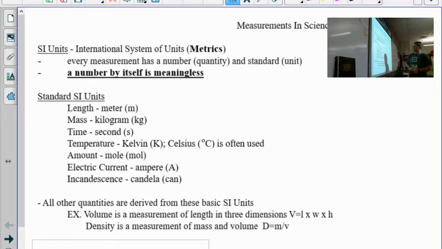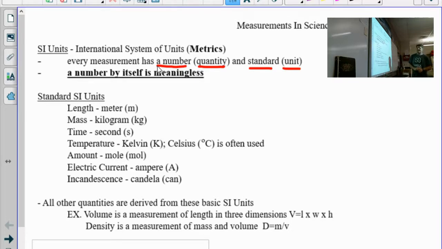So first thing to remember is that every measurement has a number, which is going to be referred to as the quantity. And it also has the standard, which is going to be our unit. So if we talk about, I measured the length of it to be 5, that's meaningless. 5 what? We need to make sure that we have that unit in there when we talk about that.